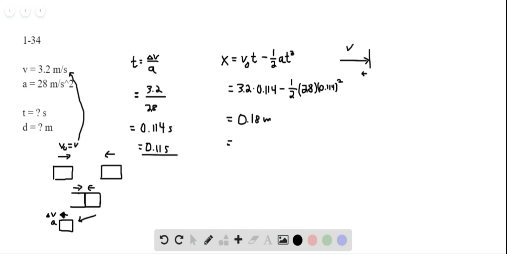Or if you wanted, you could leave it as 18 centimeters. Since both have two significant digits, they are equally accurate. So there you go.